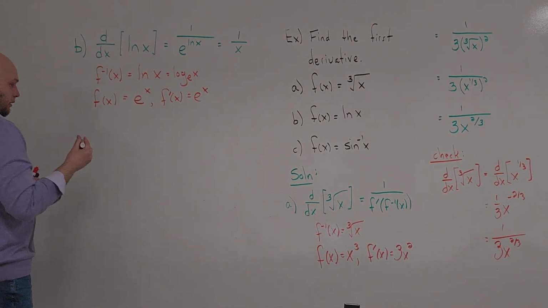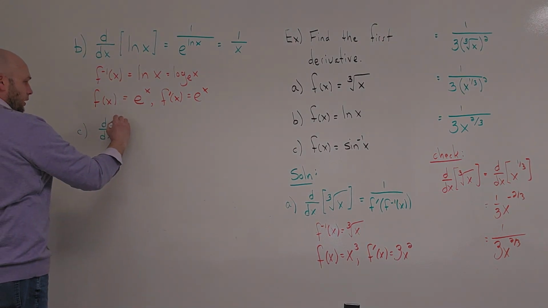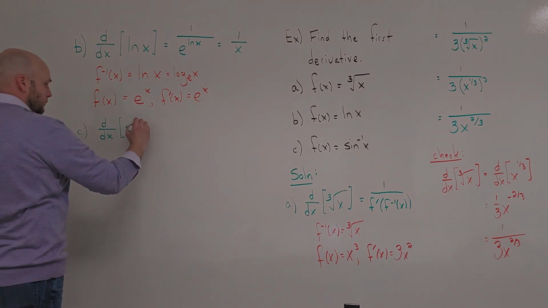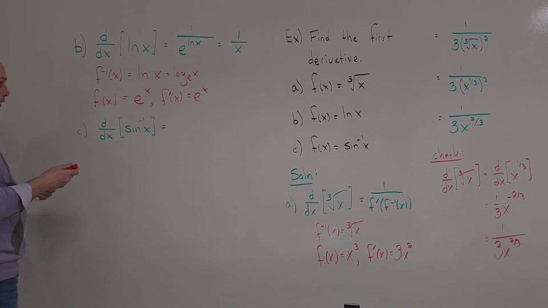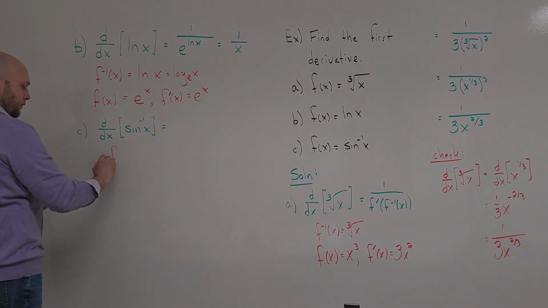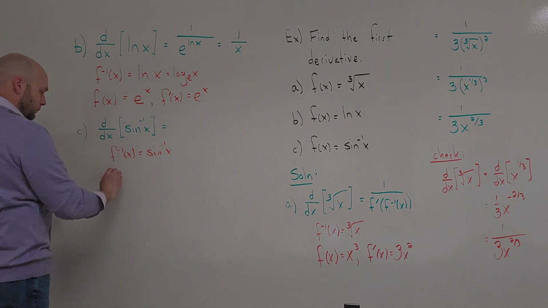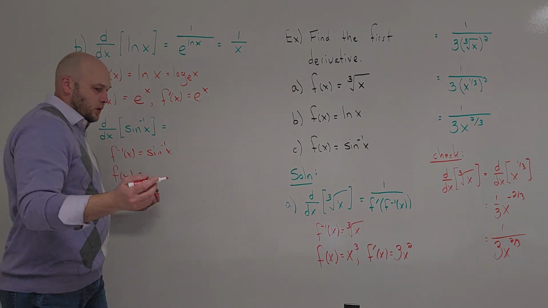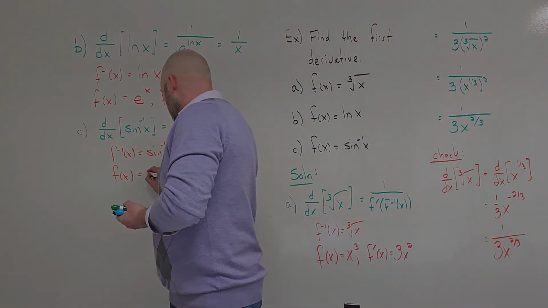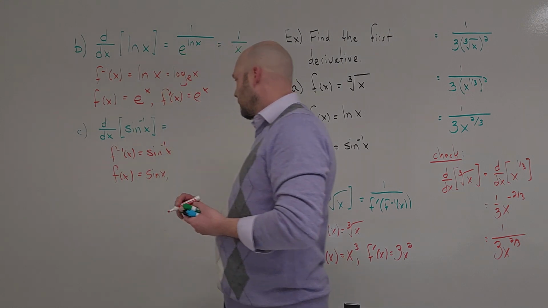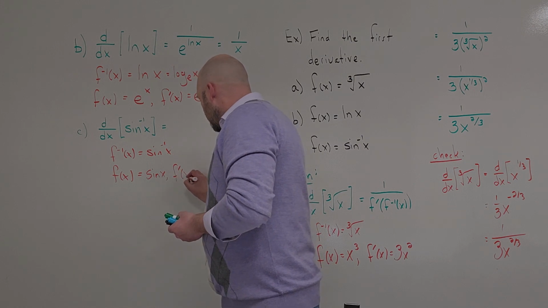Finally, for part C, I've got the derivative of sine inverse. Let's identify the functions here. F inverse is sine inverse. So then, of course, the original function f would be the sine function. The derivative of the sine function is the cosine function. So this is f prime of x equals cosine.